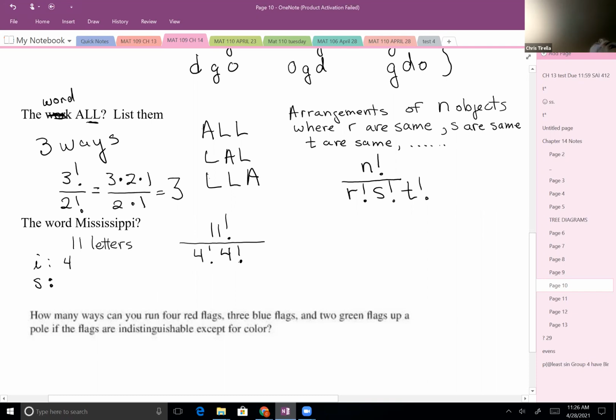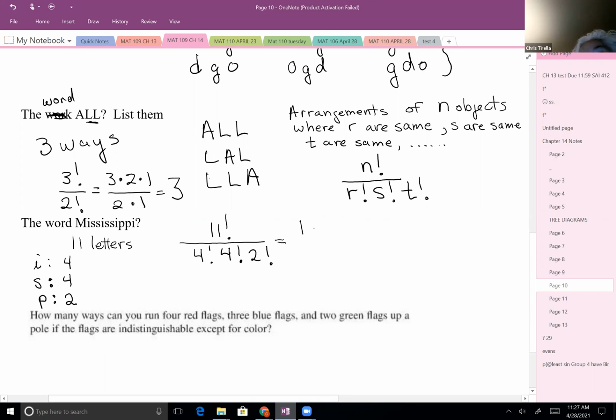Anything else repeat in Mississippi? The P's. And how many P's are there? 2. So I need a 2 factorial for the P's. And so do you see why there are all those different factorials in the denominator? Because it depends on how many things repeat.